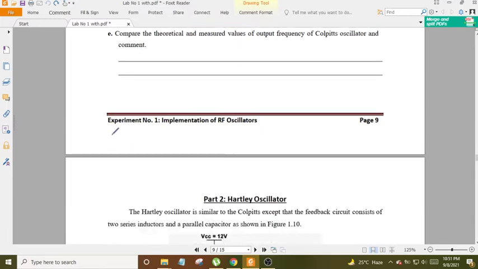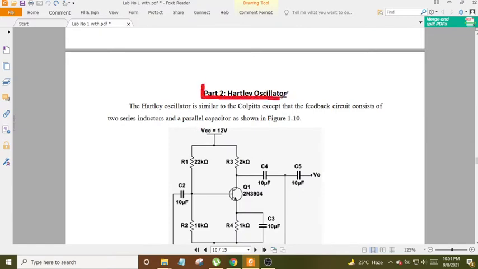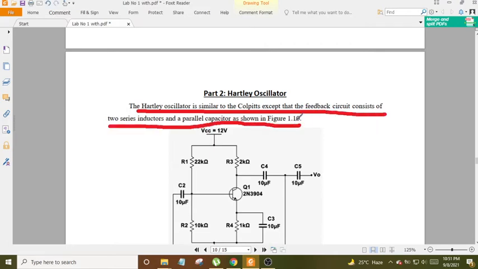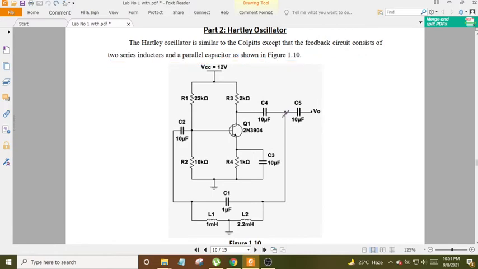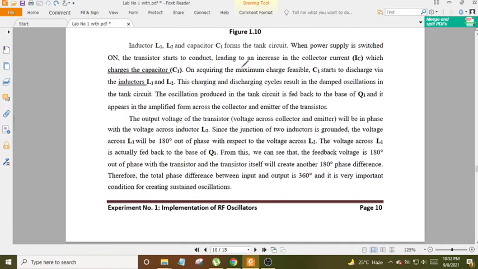Experiment No. 1. Implementation of RF oscillators. Page 9. Part 2. Hartley oscillator. The Hartley oscillator is similar to the Colpitts except that the feedback circuit consists of two series inductors and a parallel capacitor, as shown in figure 1.10. In figure 1.10, inductors L1, L2 and capacitor C1 form the tank circuit.